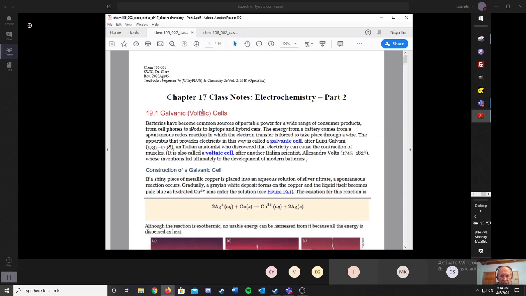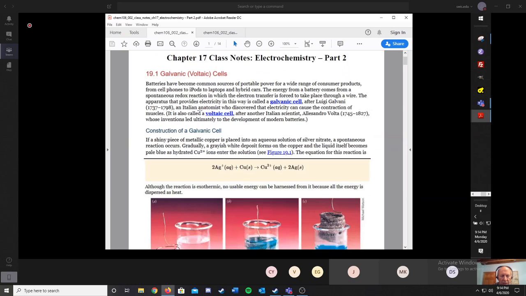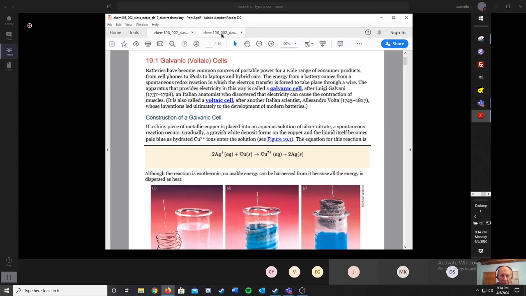Okay, this is the top, section 19.1. It's about galvanic, or AKA voltaic cells. And those have become what we call batteries. And the energy from a battery comes from a spontaneous redox reaction in which the electron transfer is forced to take place through a wire.